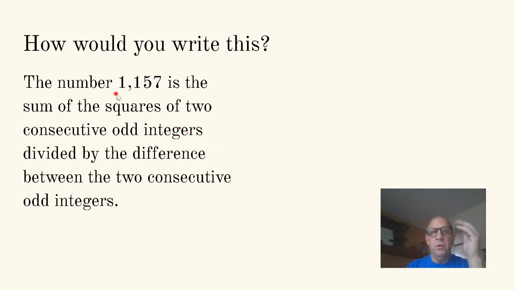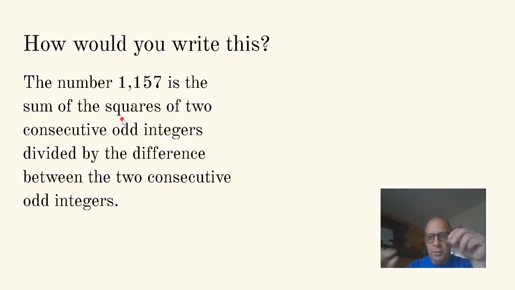The number 1,157 is the sum of squares of two consecutive odd integers divided by the difference between two consecutive odd integers. That's a lot of stuff. So if we are going to write this in a mathematical sentence, we're really going to have to break it down. So let's start with the easy part. 1,157 is the sum. So the sum means we're going to add the squares of two consecutive odd integers.